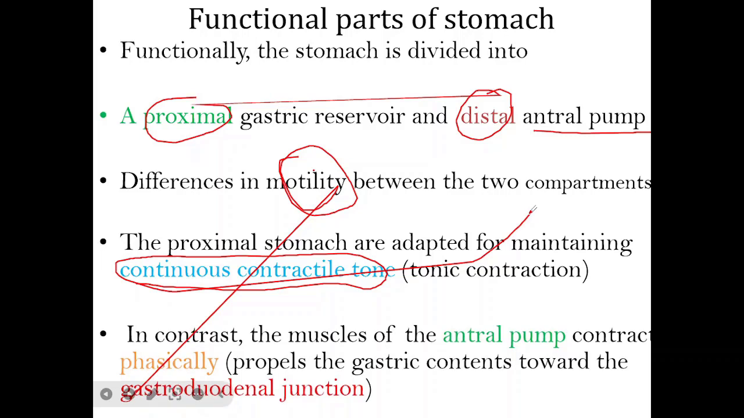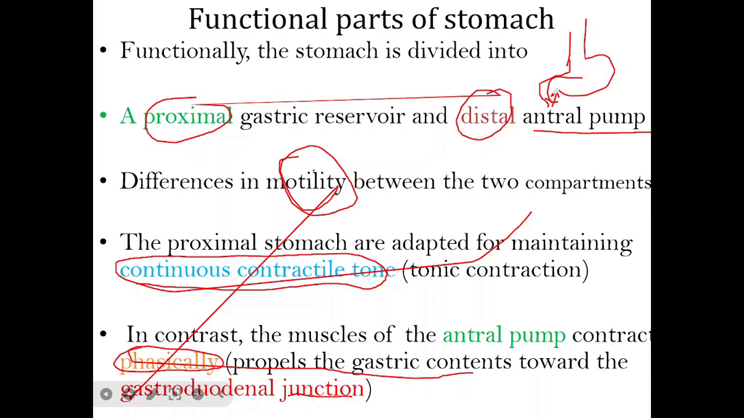process. And the second part, the distal part of the stomach, has a phasic contraction. The type of contraction at the distal part, which is phasic, is important to propel, to push the semi-liquid food towards the intestine. So this phasic contraction is important to push the stomach content towards the intestine. Through what? Through the pyloric sphincter.